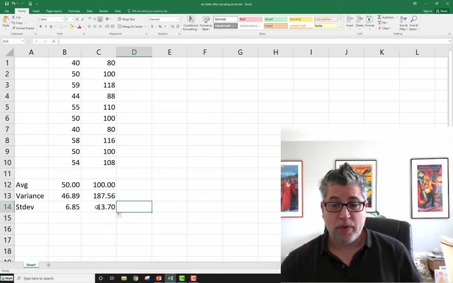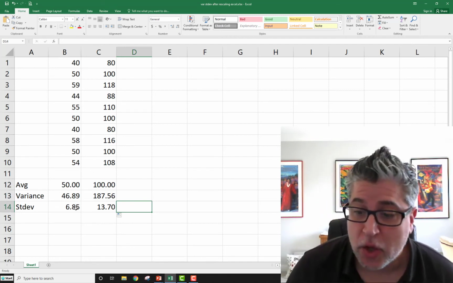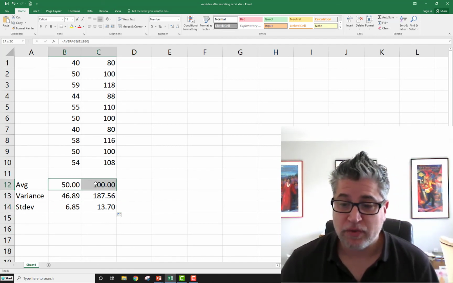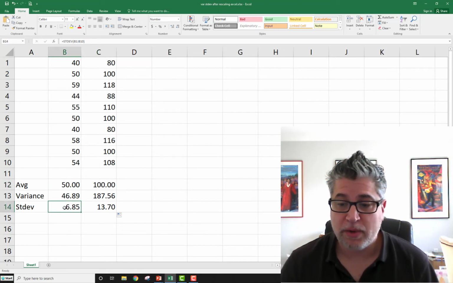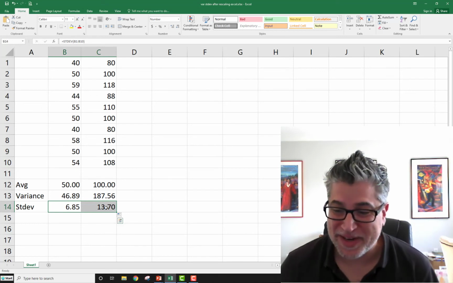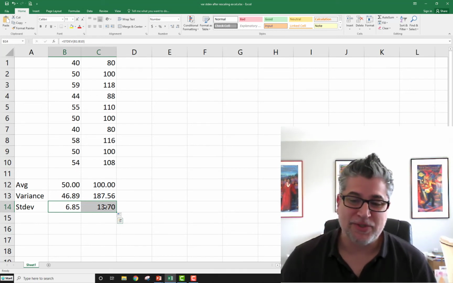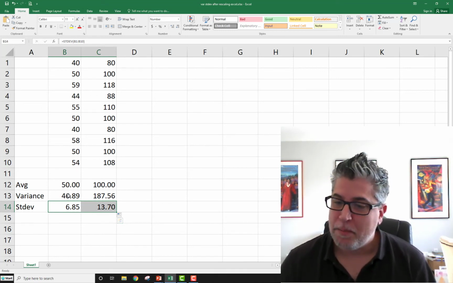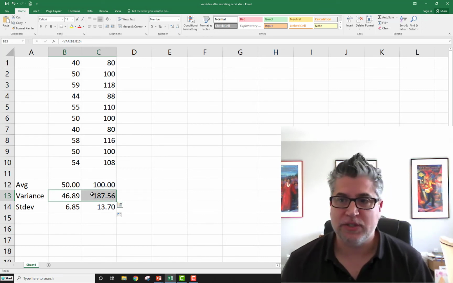Okay, so we get exactly what we were expecting. We doubled our average from 50 to 100. We doubled our standard deviation. So if I could have multiplied properly in my head, we'd get 6.85 times 2 is 13.70. But what happens to the variance is just crazy.